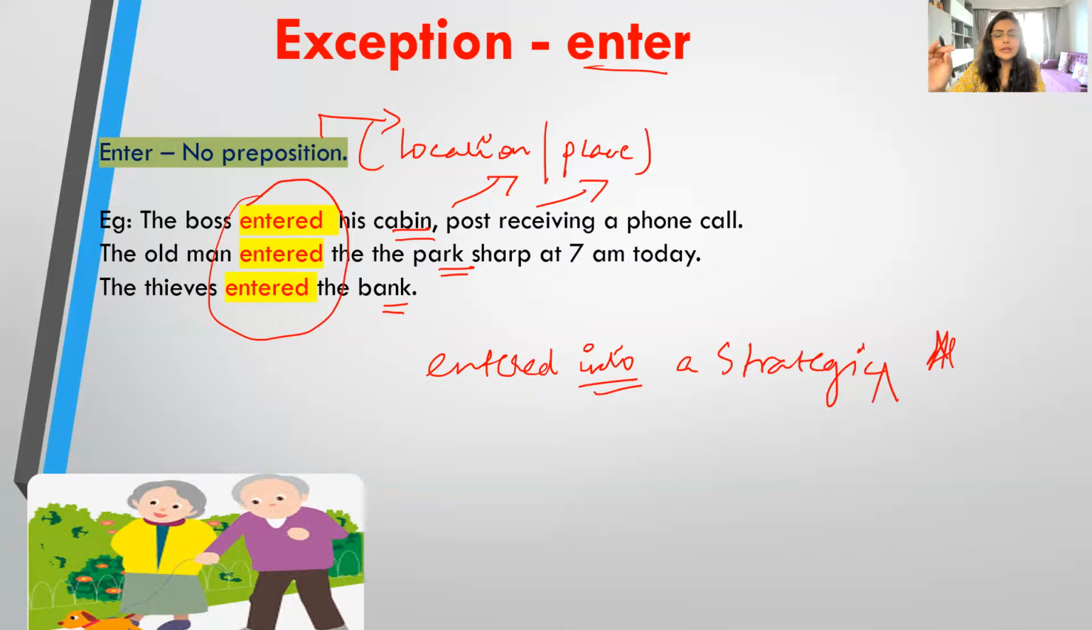But the moment you are indicating a location or a place, like entered the cabin, entered the park, do not put any preposition. The moment you are talking about anything apart from a location and using the verb enter, you can put into. So, the companies entered into a strategic alliance. The companies entered into a discussion. The companies entered into an agreement. That time into is correct.